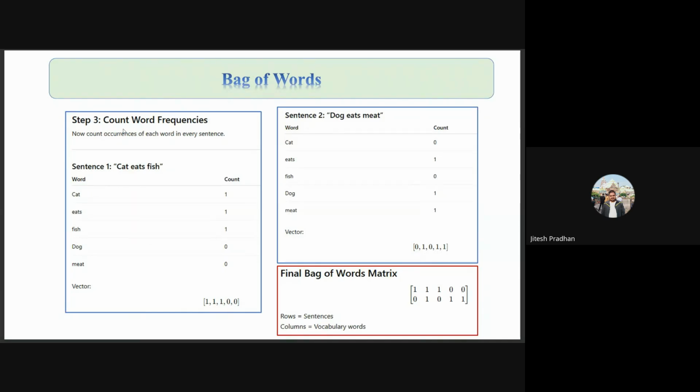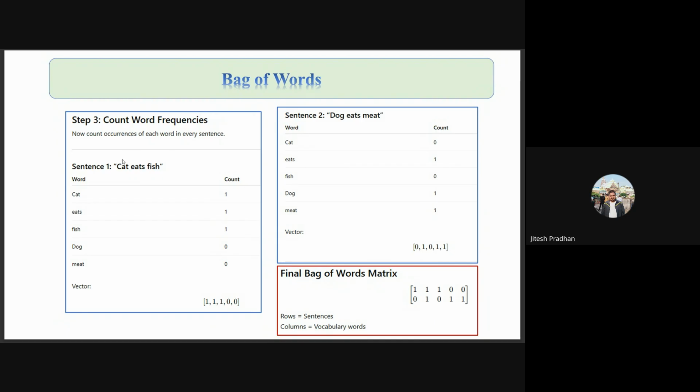Now how does bag of words work? We have to count the frequency. In "cat eat fish", the count of cat is 1, eat is 1, fish is 1, and the rest is 0. So it will form 1 1 1 0 0. Look at here, "cat eat fish" is now represented in a single vector. Now for the second, "dog eat meat": cat is missing, eat is there, fish is not there, dog is there, and meat is there. So it will be 0 1 0 1 1, again a 5-element vector.